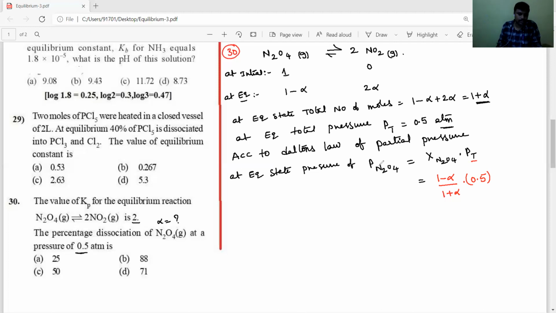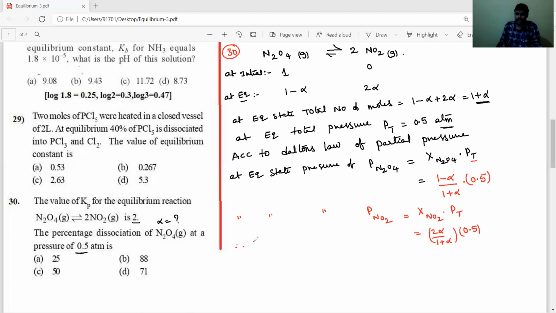In the same way, at equilibrium, the pressure of NO2, how much, dear students? The pressure of NO2 is the mole fraction of NO2 into the total pressure. The number of moles of NO2 is 2 alpha, divided by the total number of moles, 1 plus alpha, into 0.5, the total pressure. Now we have calculated the partial pressures of N2O4 and NO2 at equilibrium.